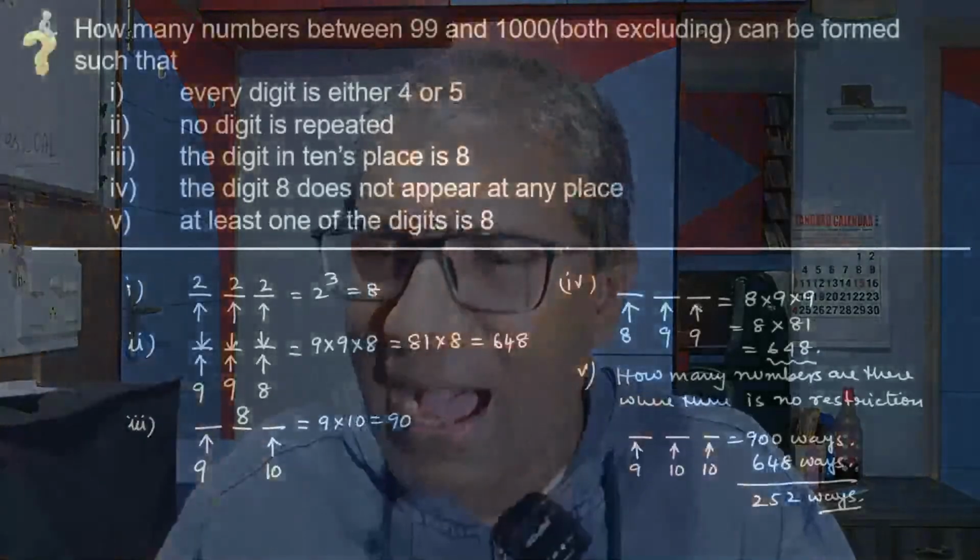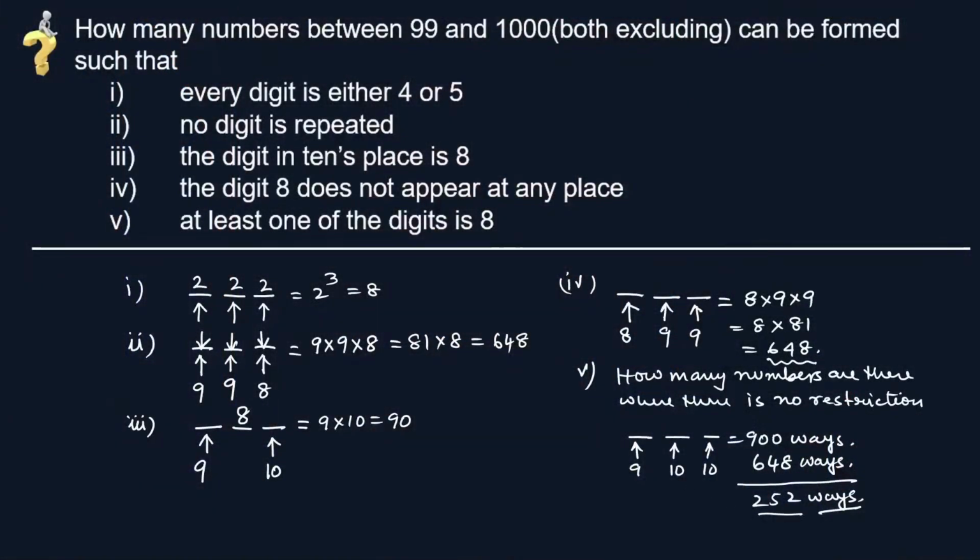So now without restriction, how many numbers can we form? It is 900, which we have seen. Now if I subtract 648 from 900, what are we getting? We are getting the numbers which contain either one 8, or two digits that are 8, or three digits that are 8. That is, at least one digit is 8. Clear? So the answer in this case will be 252. I hope this sum is very clear to all of you. Okay, let's move to the next problem.